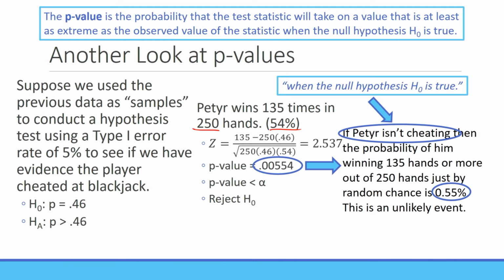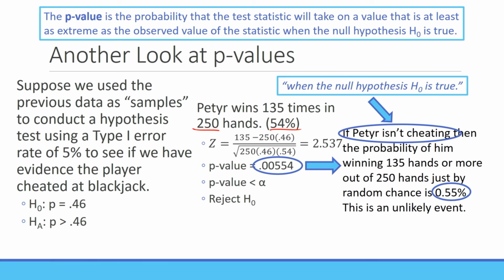What that means is, again, if we want to interpret it in the context of the problem, if Peter isn't cheating, so if the null hypothesis is true, then the probability of him winning 135 hands or more out of 250 simply by random chance, well, that's only about 0.5%, give or take. Well, something that's only going to happen about 0.5% of the time, that is an unlikely event. That's not something that we would expect to happen very often. Thus, we do have evidence against our initial assumption that he was playing honest, and we would probably accuse him of cheating.